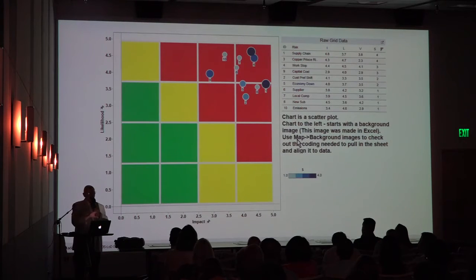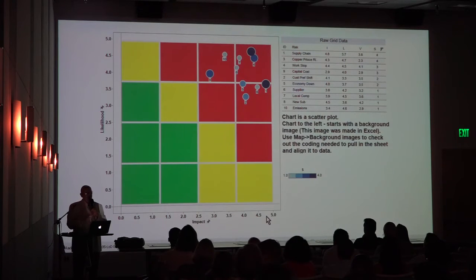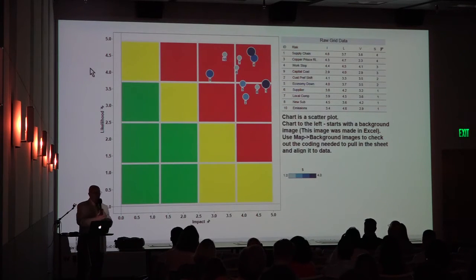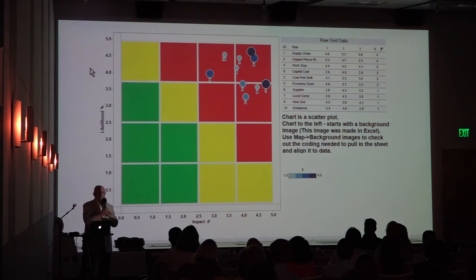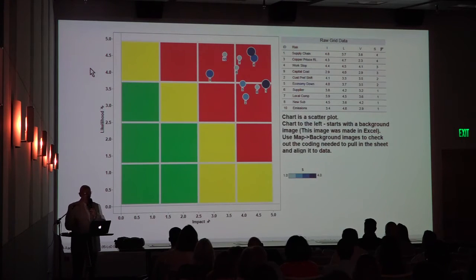Tableau lets you use background images. This is an image that just is showing a very bad situation for a company. The further to the right something is, the bigger the impact, negative, and the higher up it is, the higher the probability something will happen. This is visualizing something that was done in a predictive analytic way. We took the results and then visualized it this way to show that you're in a lot of trouble.